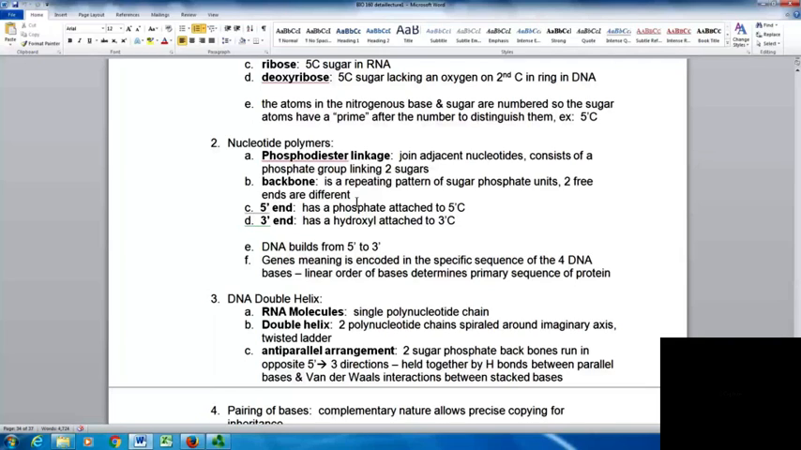So you have a 5' end and a 3' end. The 5' end has a phosphate group attached to carbon number 5. The 3' end has a hydroxyl group attached to carbon number 3. You can determine which end is which by which of these ends is exposed.